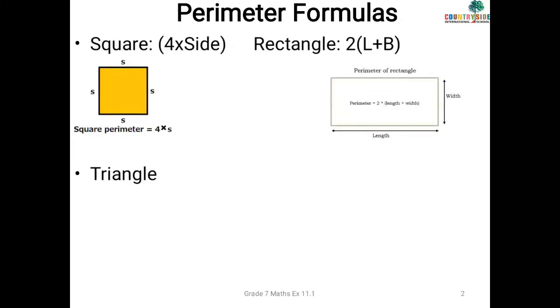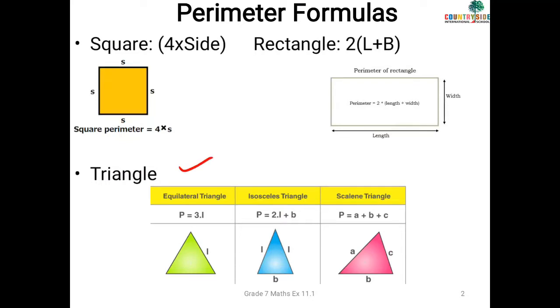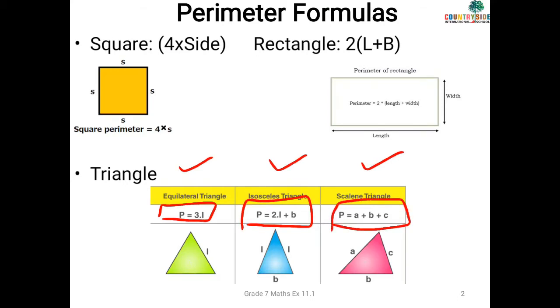Okay, let's see for the triangle. So we have 3 major types of triangle. The first one is the equilateral, second one is isosceles, and the third one is scalene. So we all know equilateral has 3 sides equal, so the perimeter is 3 into L. L is nothing but the sides. Now for isosceles triangle, we know 2 sides are equal, so the perimeter is 2L plus B. Here L is nothing but the sides. Now in the scalene, we know all 3 sides are different, so the perimeter is A plus B plus C. So I want everyone to note down all these formulas. These formulas are very important, and these are the perimeter formulas.